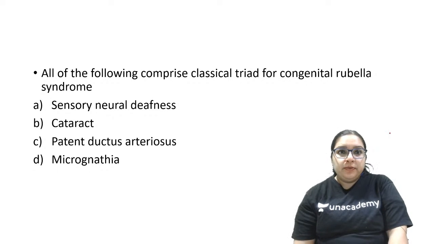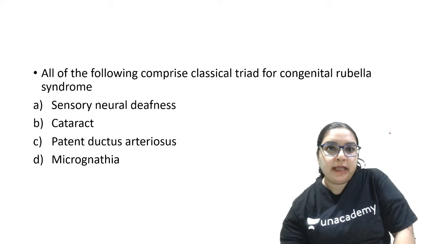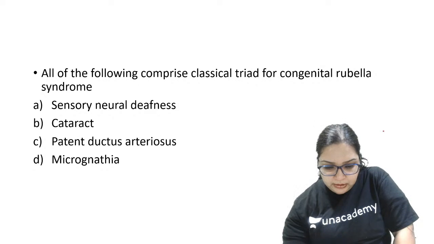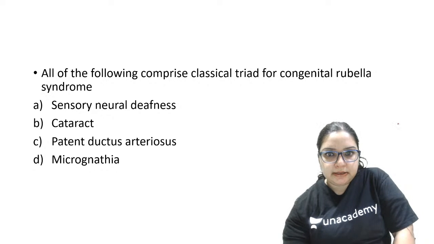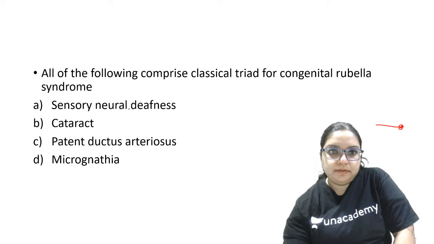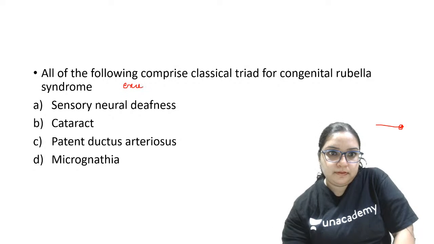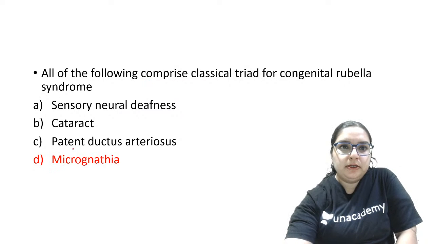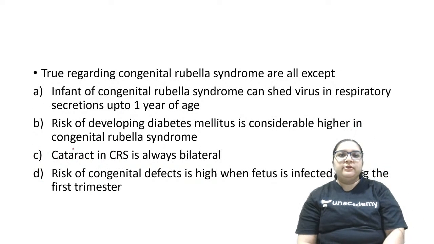Okay, very good. So all of the following comprise the classical triad of congenital rubella syndrome, except. I need to add the word except over here. So most of you have given the correct answer. The answer is micrognathia. Very good.